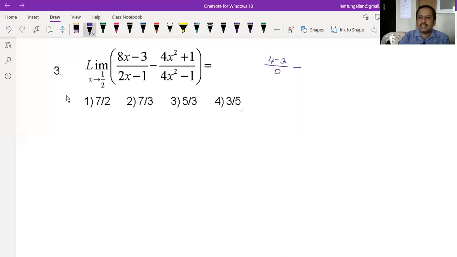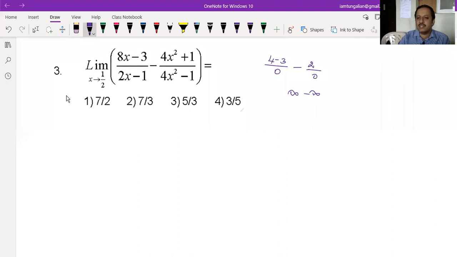Minus. Here, putting x as 1 by 2 means 1 by 2 whole square, which is 1 by 4. 4 into 1 by 4 is 1. 1 plus 1 is 2. Divide by, put x as 1 by 2 here, 4 into 1 by 4 is 1, 1 minus 1, 0. So this is 1 by 0. This tends to infinity. This also tends to infinity. So it is of the form infinity minus infinity. This is also an indeterminate form.